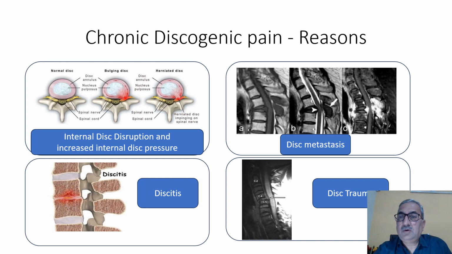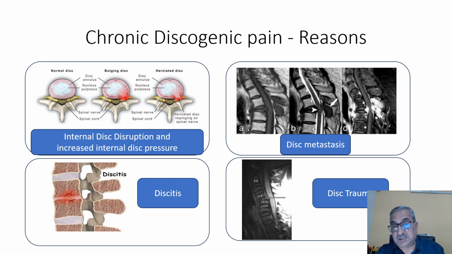Now coming to the common reasons. The first and foremost, most common, is degeneration. With degeneration you find a cut in the annulus, called an annular tear, and then the nucleus moves out, and because of this there is inflammation and increased pressure in the disc, called internal disc disruption and raised intradiscal pressure. This is the most common cause of chronic discogenic pain.